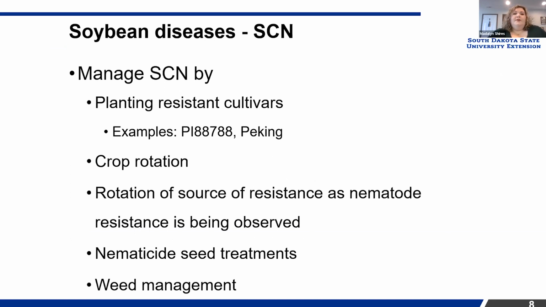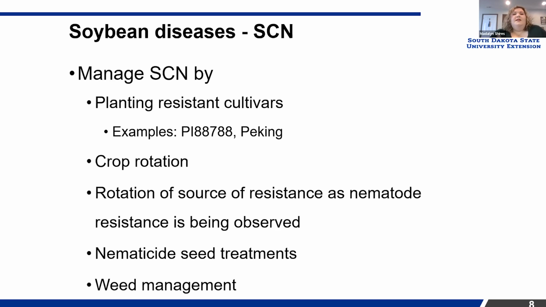So now we're going to cover a few ways that I've been mentioning to try to manage SCN. You can do that by planting those resistant cultivars. One of the things that they are recommending at the national level is rotating those different resistance genes. So that's one thing to think about. Crop rotation, especially with a non-host crop such as corn, could be very effective.